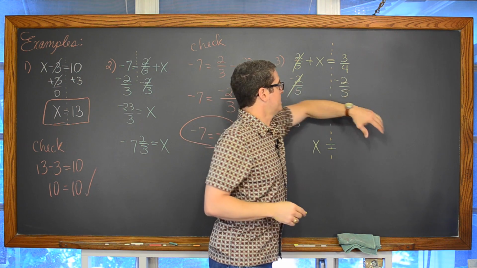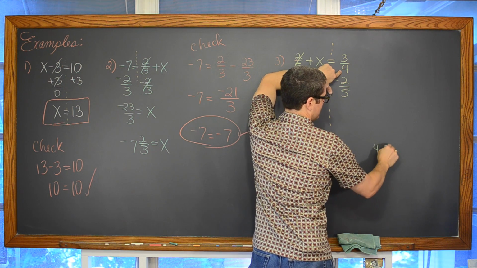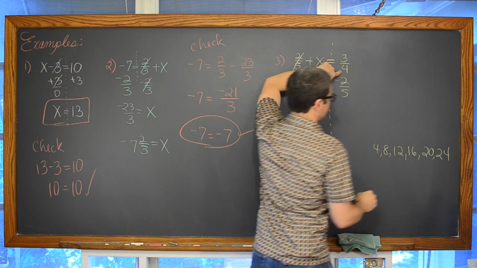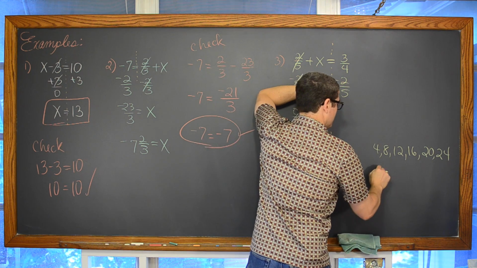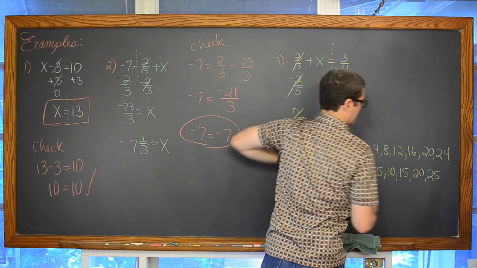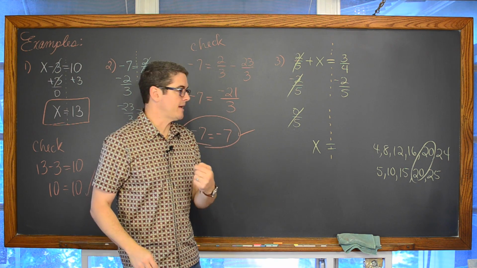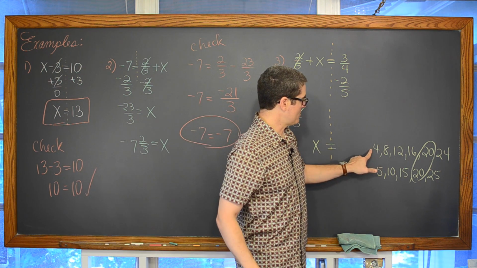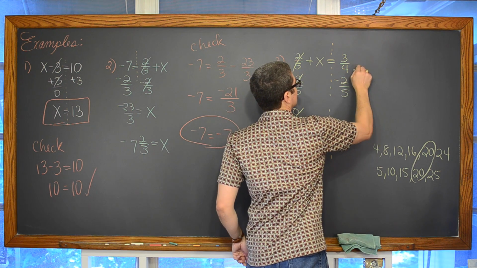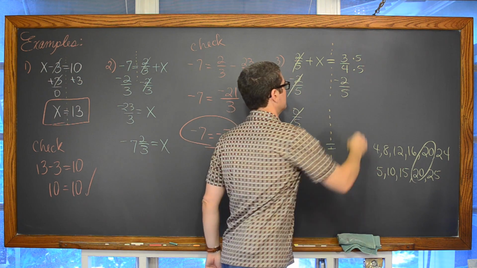But I got plenty of room to write here, so I'm going to take multiples of 4: 4, 8, 12, 16, 20, 24. Multiples of 5: 5, 10, 15, 20, 25. There's my lowest common multiple, my LCM. 4 needs to get multiplied by 5, and the 5 needs to get multiplied by 4.